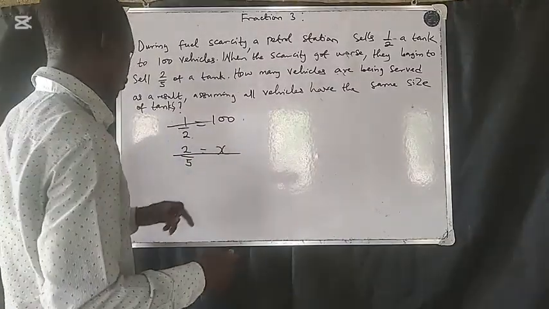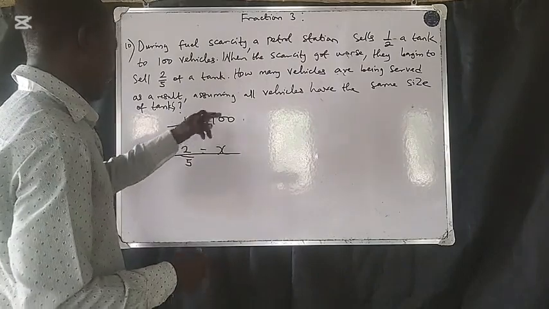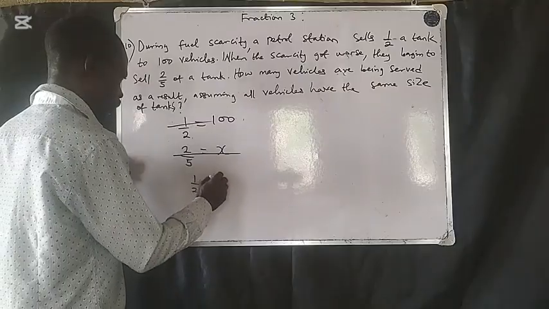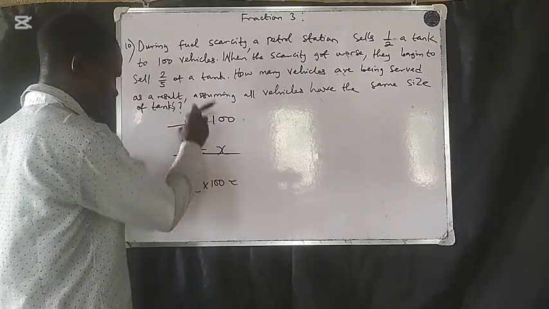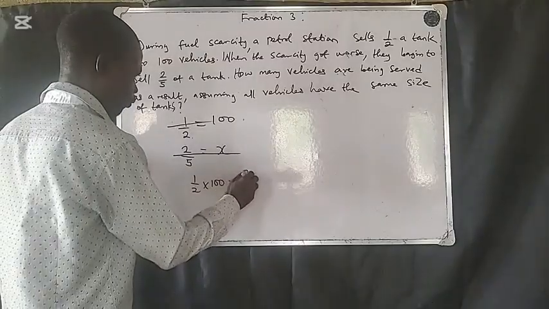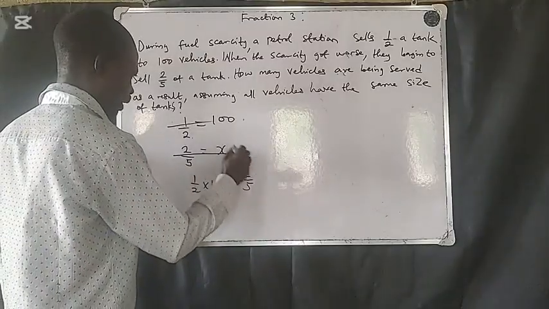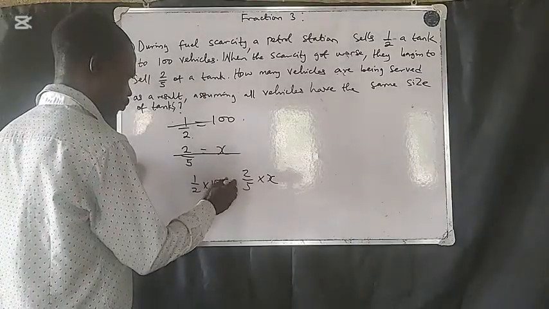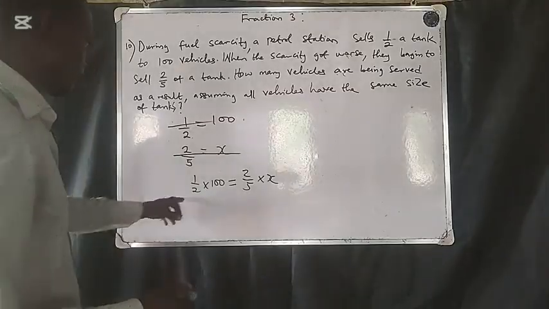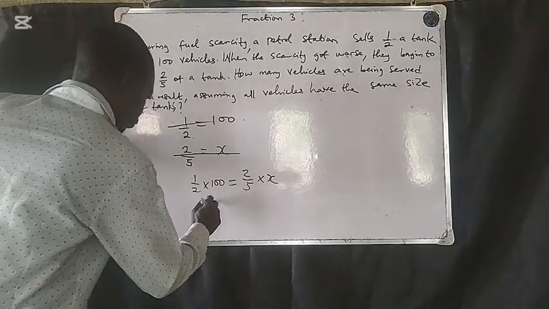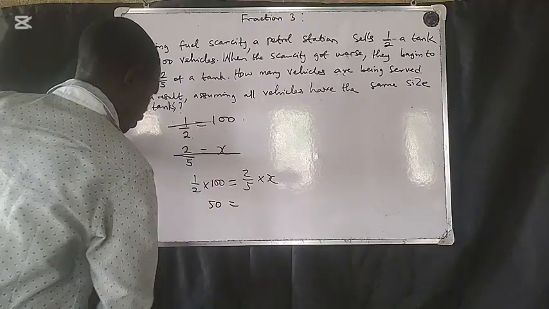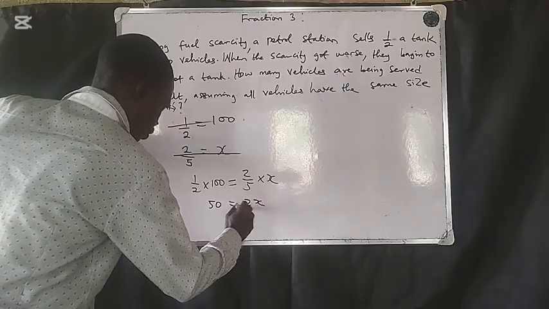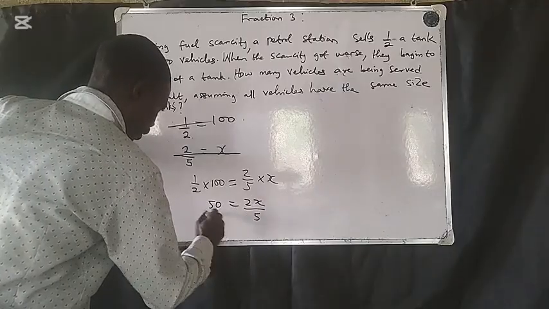So we say 1/2 times 100 is equal to 2/5 times X. This is a fast way to do it. So 2 can go in 100, it will go 50 times. When we have 2 times X, that will give us 2X. We have 5 here, we have 1 here.